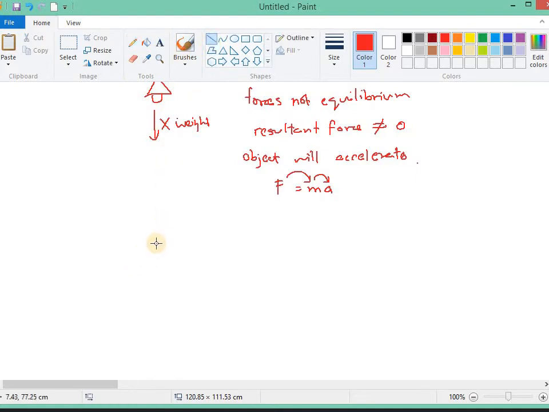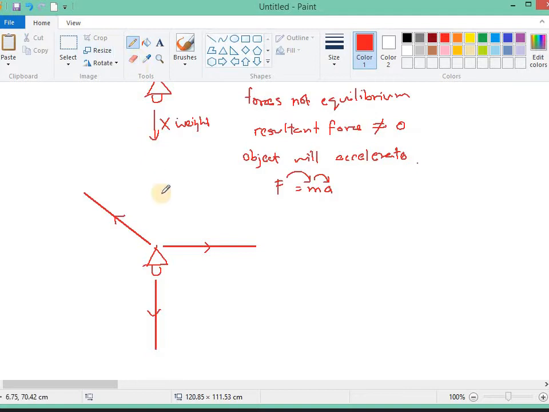So, there is a length, and then we have a force here, and then there is another force here, and then there is another force here. I purposely draw the lines not to touch the length so that later I can move the lines easier.